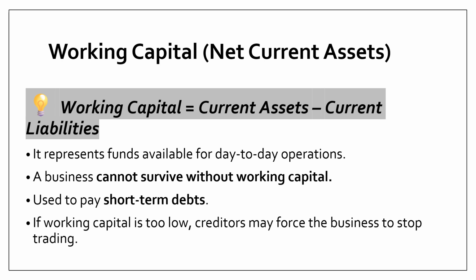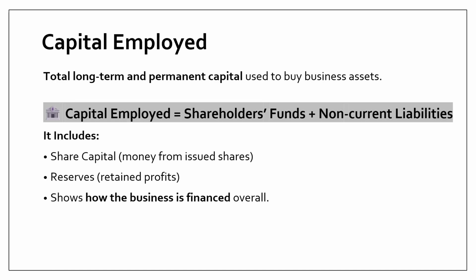What is working capital? Working capital equals current assets minus current liabilities. It represents funds available for day-to-day operations. A business cannot survive without working capital. This is used to pay short-term debts. If working capital is too low, creditors may force the business to stop trading.